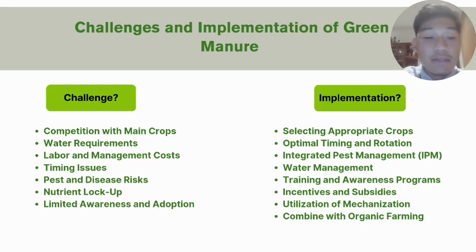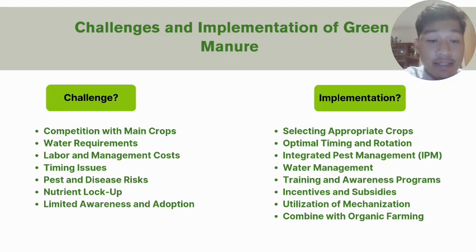Integrated pest management use pest-resistant or disease-tolerant green manure crops to minimize risk to subsequent crops. Fourth is water management. Adopt efficient irrigation techniques such as drip irrigation to minimize water use for green manure crops. Fifth is training and awareness program. Educate farmers on the long-term benefits of green manures through workshops, demonstration farms, and extension services.